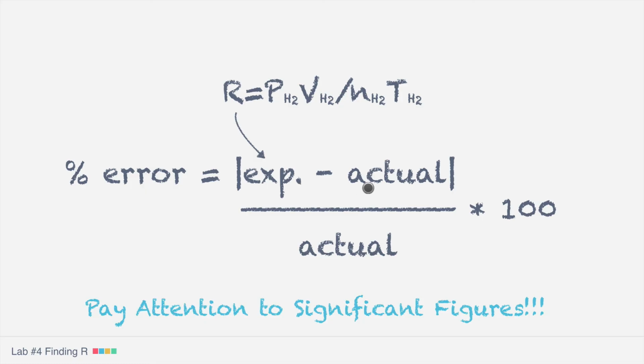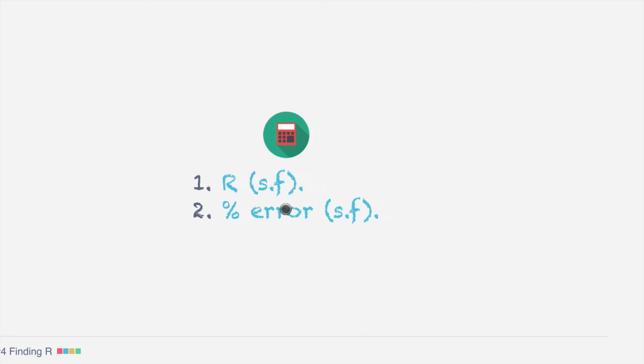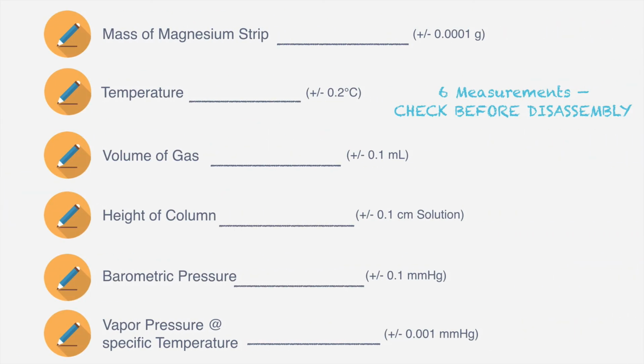Notice you're doing two separate operations, a subtraction followed by a division, so that can be a little difficult, especially the first time. Just as a reminder, here are the calculations that you'll be asked to record. R to the appropriate number of significant figures, and the percent error to the appropriate number of significant figures. And here are all the data points as a summary in case you missed them in the lab. Again, make sure you get all 6 of these measurements before you disassemble your apparatus.